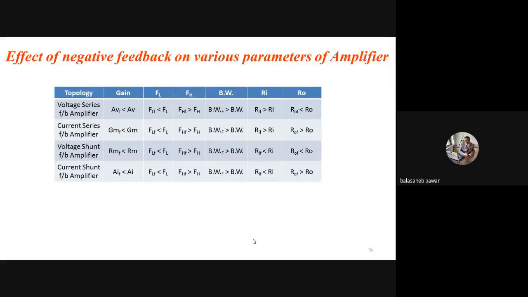That means what? If we consider the first topology, that is nothing but the voltage series feedback amplifier. In this topology, what is the basic amplifier? Voltage. So if the basic amplifier is a voltage amplifier, ideally its input impedance will be infinite and output impedance will be 0. Practically, we should achieve input impedance as large as possible and output impedance as low as possible. Is it clear?